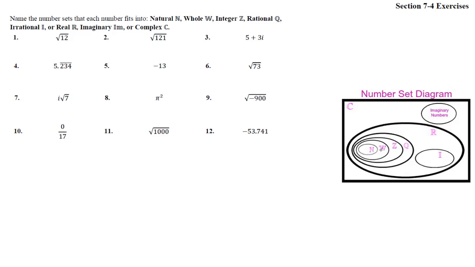Remember, if you're in the natural numbers, 1, 2, 3, 4, 5, 6, 7, 8, 9. Whole numbers include a 0, so if you're in natural, you're also in the wholes. If you're a natural number, you're a whole, and you're an integer, which includes -5, -10, -15, but it includes all the natural numbers as well.